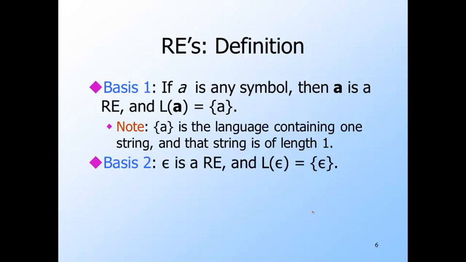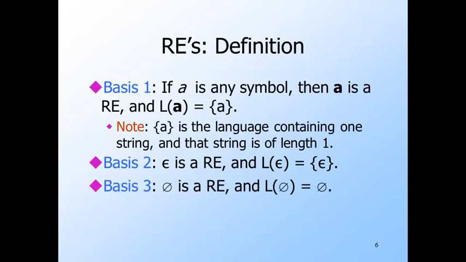The second part of the basis is the symbol epsilon. This is a regular expression, and its language is the language that has one string. That string is the empty string. And the third part of the basis is the empty set symbol. This is a regular expression, and its language is the empty language.